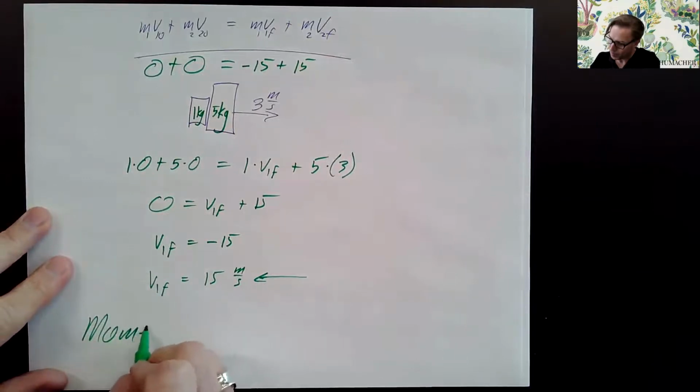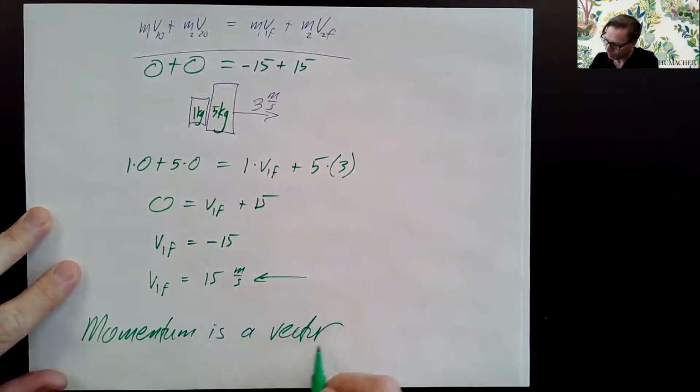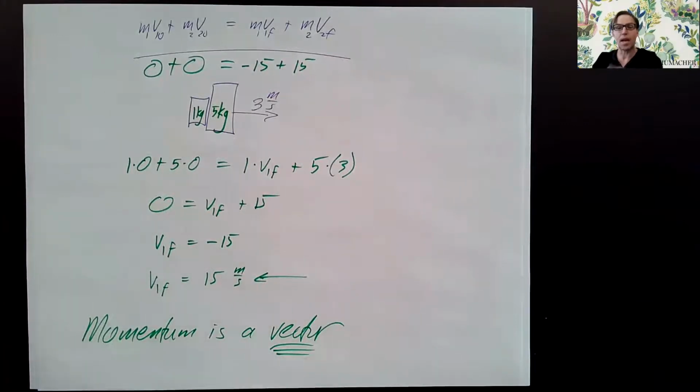Momentum is a vector, meaning momentum to the right plus momentum to the left can add up to 0. Energy was not a vector. Energy, which we studied in the last chapter, is a scalar. You cannot have negative energy. You can't have negative kinetic energy. So an object traveling to the right and an object traveling to the left are not going to have a total kinetic energy of 0. So kinetic energy cannot be negative.